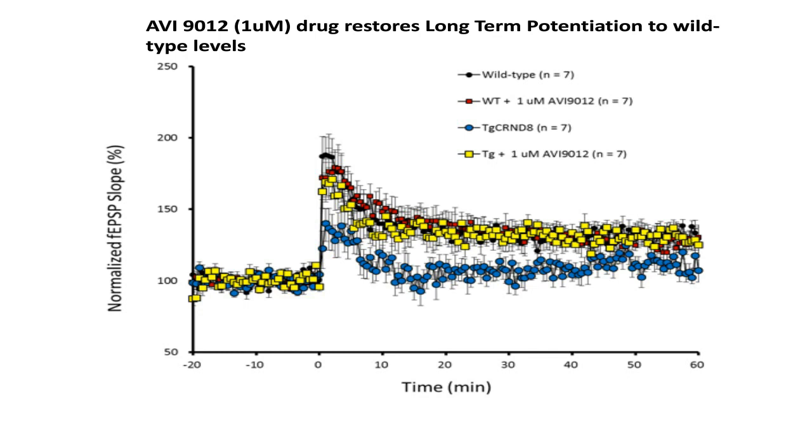The transgenic mouse overexpressing beta amyloid is shown in blue, very similar to what I showed you before. However, if you take the Alzheimer's mouse brain slice and treat it with the small molecule at 1 micromolar, you get what is seen in yellow, which once again is very similar to the wild type response. So we believe this drug and related drugs are able to exhibit properties of the peptide and hopefully will improve memory in these animal models of Alzheimer.